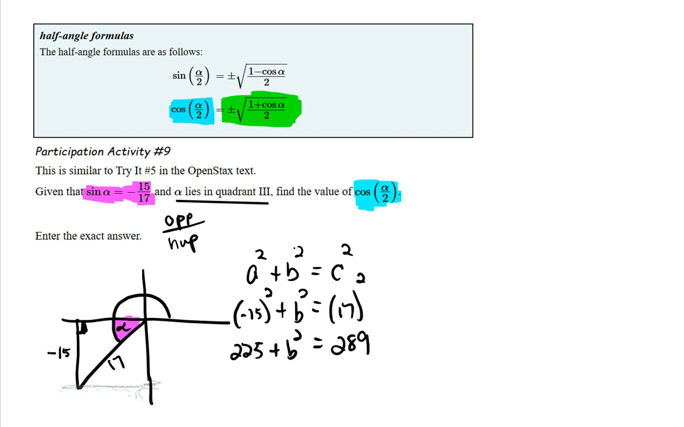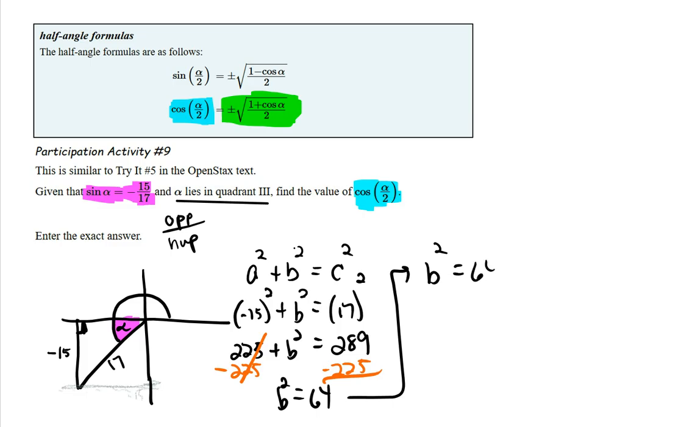Then if you subtract the 225 from both sides, you get b squared is equal to 64. Well, isn't that nice? Because if you square root both sides, you get b is 8. So I now know that this side right here is 8.